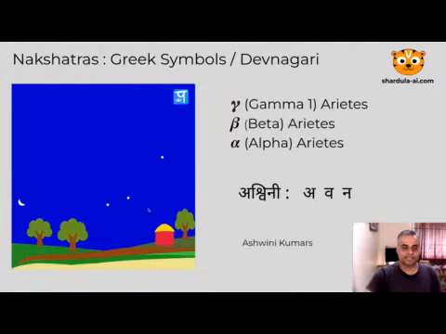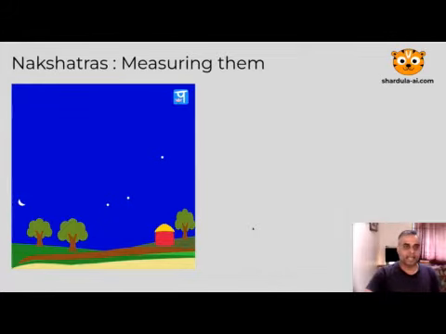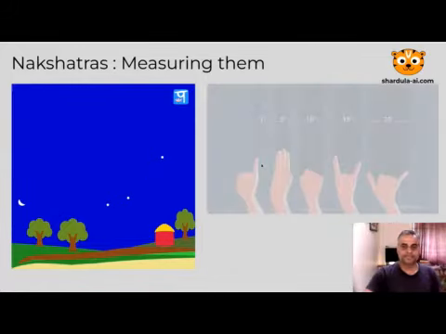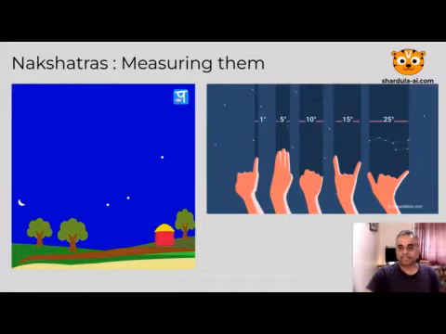Now, these stars are named after the Ashwini Kumars. Ashwini Kumars are celestial physicians as per the Hindu Dharma Puranas. And how do we identify the distance between them? This image is taken from timeanddate.com.